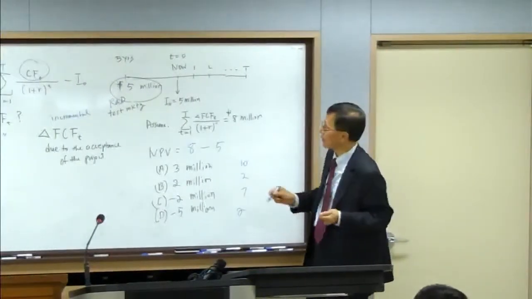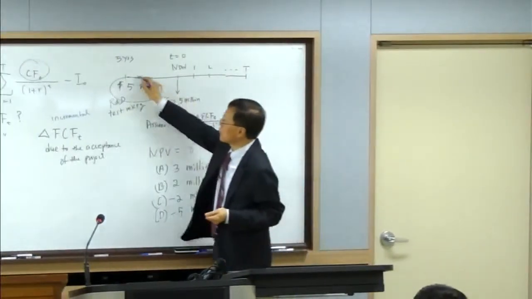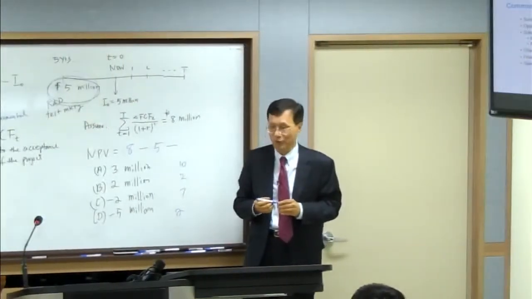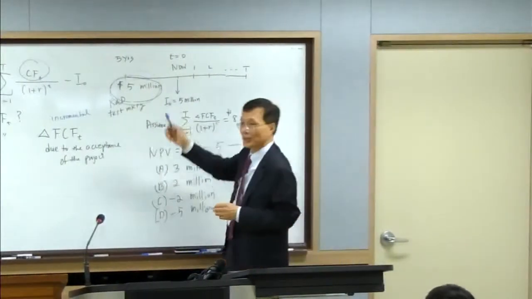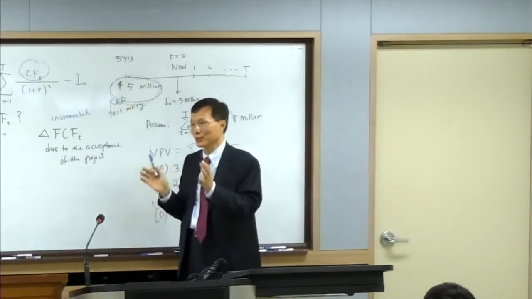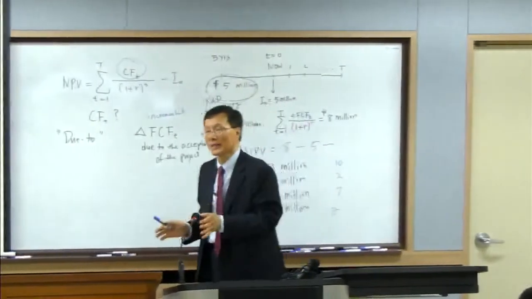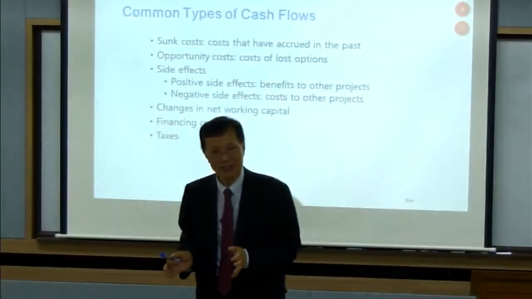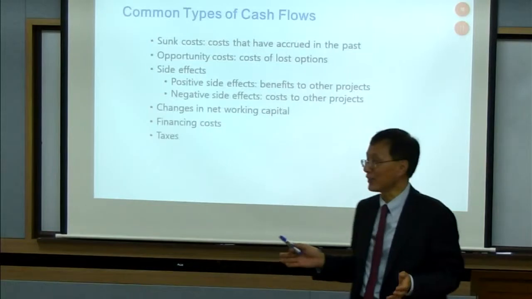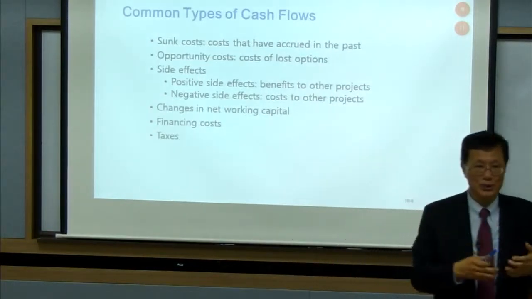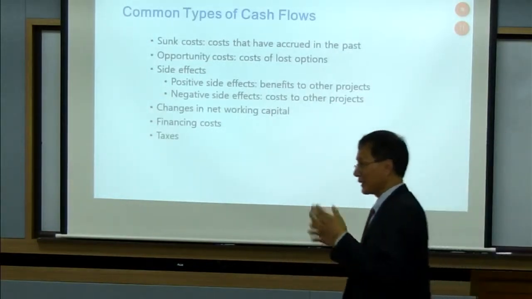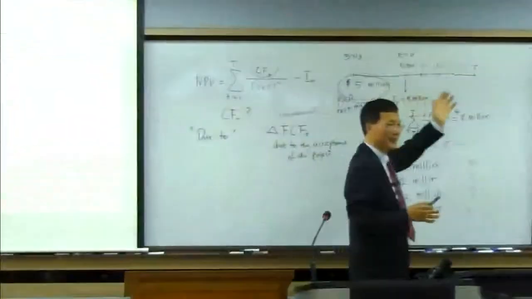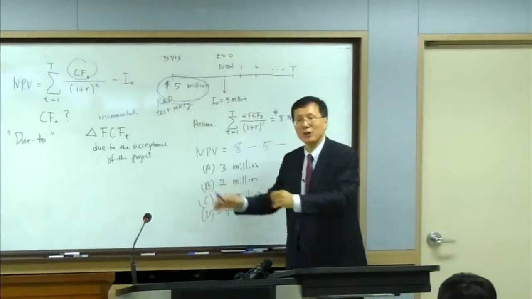The question is, should we subtract this 5 million or not? This 5 million is because of the project. It is certainly because of the project. But it is not because of the acceptance of the project. Is it? It has already occurred. Whether you accept the project or not, that cash flow will not change. You have already spent 5 million.